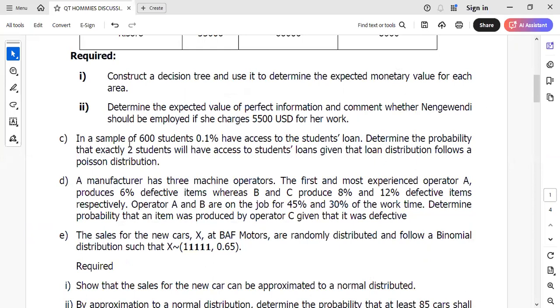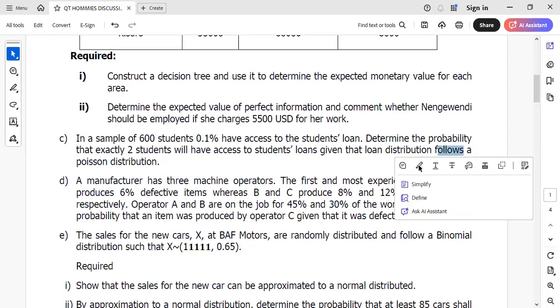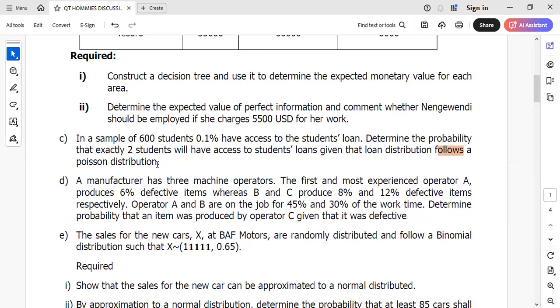Patsy. In a sample of 600 students, 0.1% have access to the student's loan. Determine the probability that exactly 2 students will have access to the student's loans, given that the loan distribution follows a Poisson distribution.